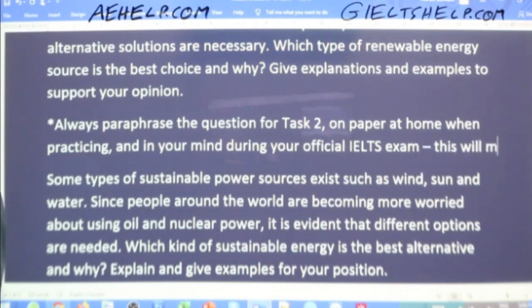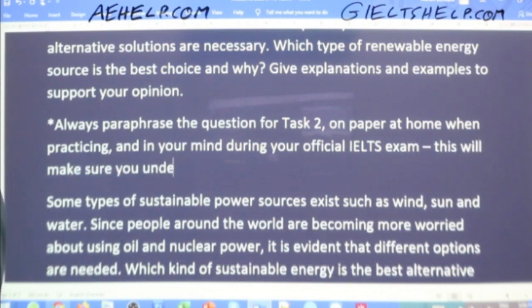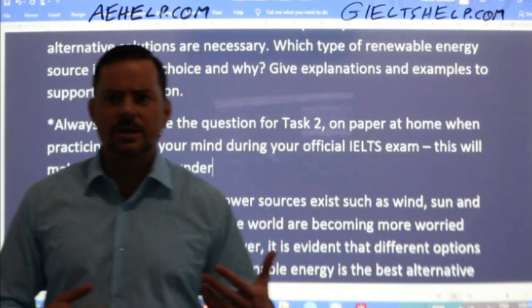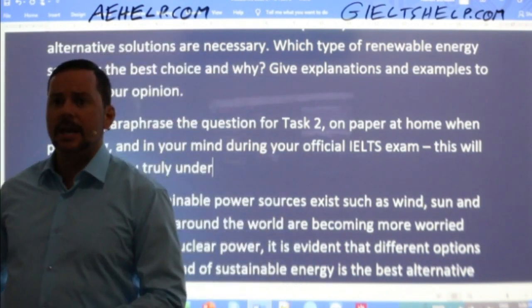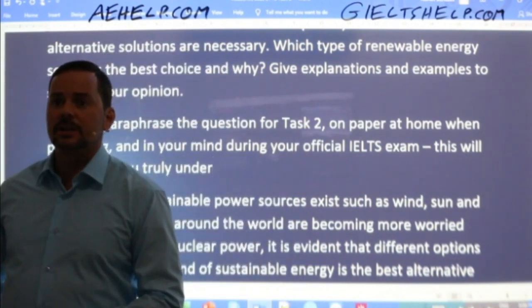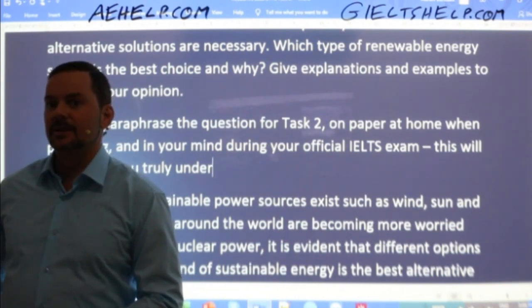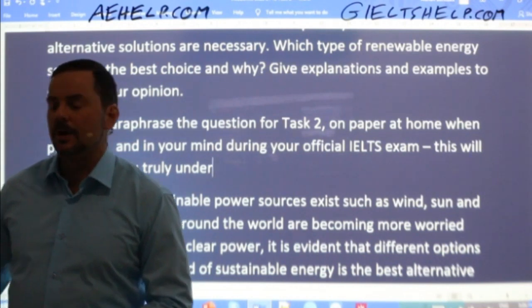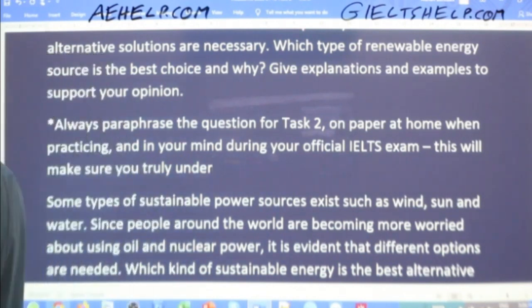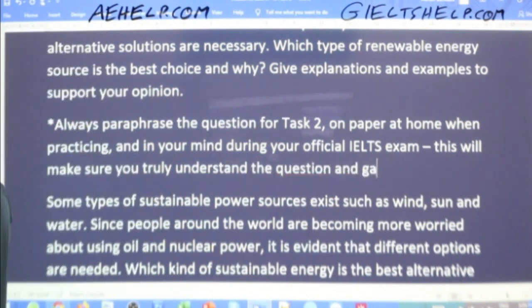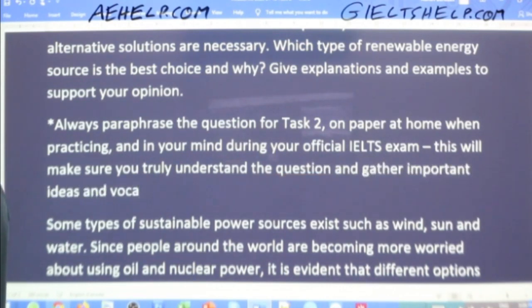This will make sure you understand, or let's say you truly understand. Oftentimes I ask students, do you understand the question? And they say, oh yeah, I understand the question. And then I say, can you explain it to me? And that's when I realize that they're in trouble. So in this way, you can make sure that you truly understand the question and gather important ideas and vocabulary.